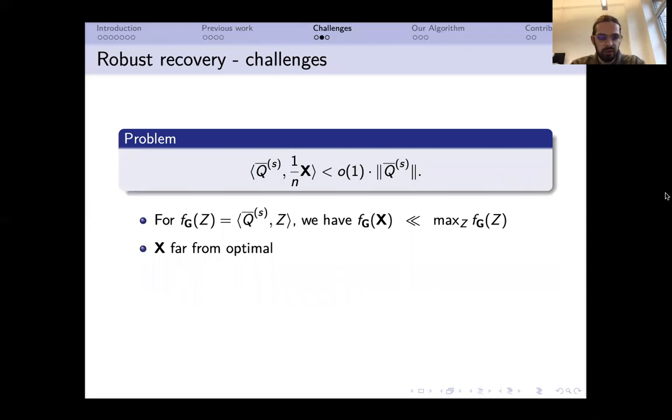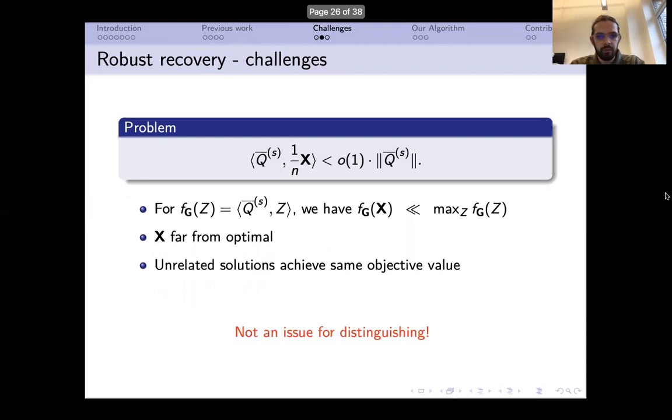So this is the first problem. And the second problem is that there are many unrelated solutions that achieve the same objective value of X. And so a priori, it's not clear, given the maximizer of this function, how we could recover the communities. So this was not an issue for distinguishing because we only needed to show that the spectral norm was small for the adversarial distribution. But it's a problem if we wish to do robust weak recovery. And so the question is whether we can use this matrix for this problem, or do we need something different?